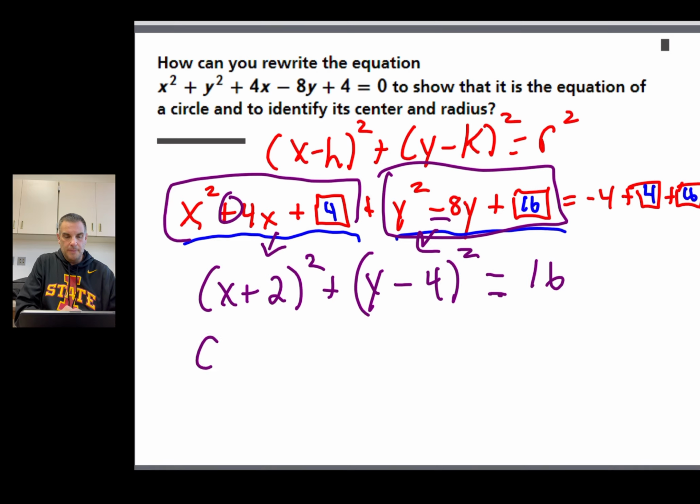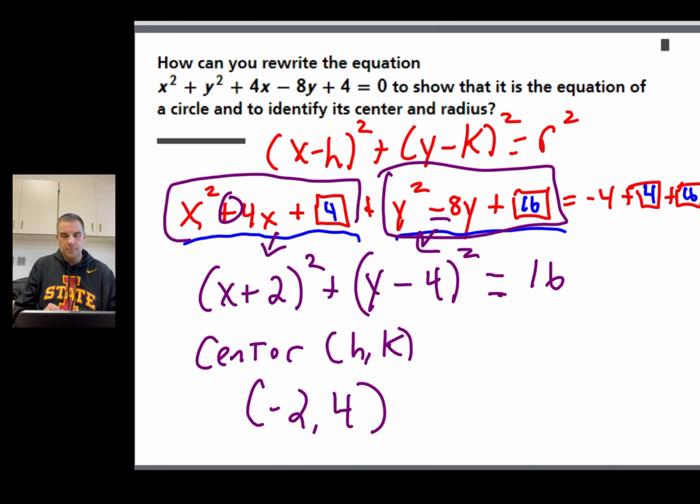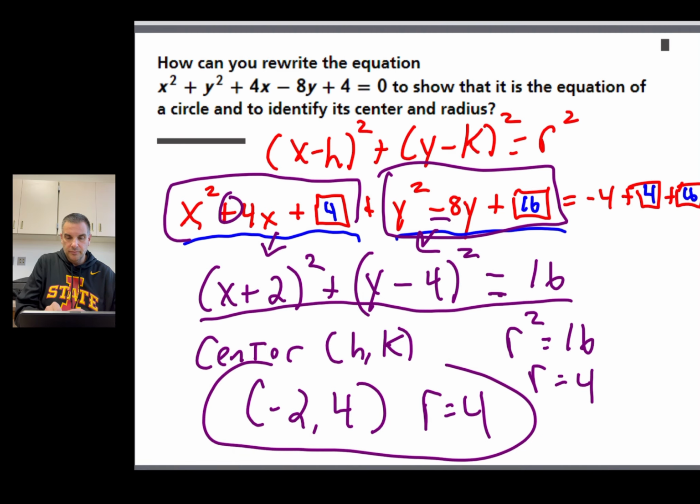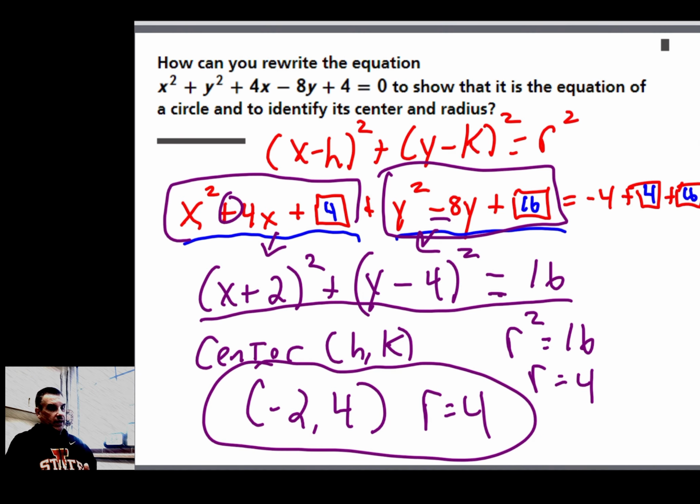So my center is the (h, k). But again, remember it's x minus h. So my center is negative 2, 4. The radius, okay, is in this standard form. This is r squared. So r squared is equal to 16. So r is equal to 4. So in this case, our radius is equal to 4. So there's our center. There's our radius for a circle in that equation.